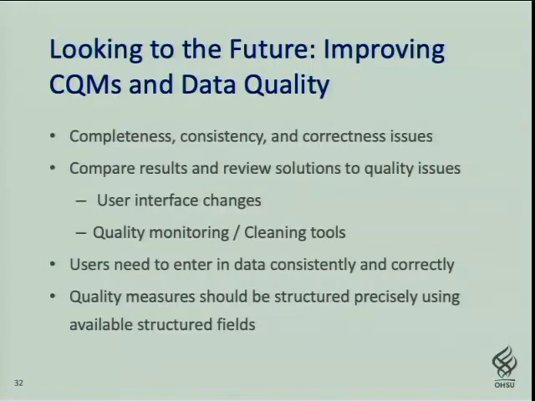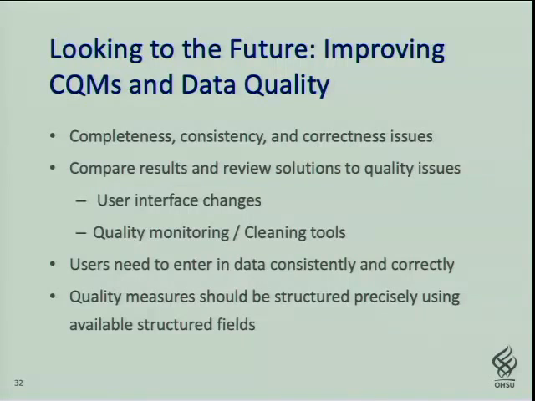So, looking to the future: improving clinical quality measures and data quality. EHR data at this point has a reputation for being poor quality, having completeness, consistency, and correctness issues. And this can be broken down. The solution to fixing this maybe looks, on the clinical level, by division and departments, at which providers, which divisions, and so forth have consistency or conformance issues, comparing results and reviewing solutions. So potentially getting specialists to look at the EHR, what the issues are, what's causing them, and then proposing changes to the EHR interface itself, such as user interface changes, potentially implementing quality monitoring or cleaning tools.